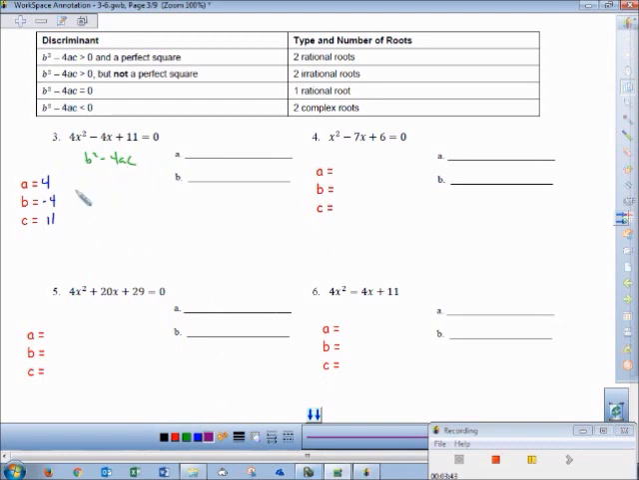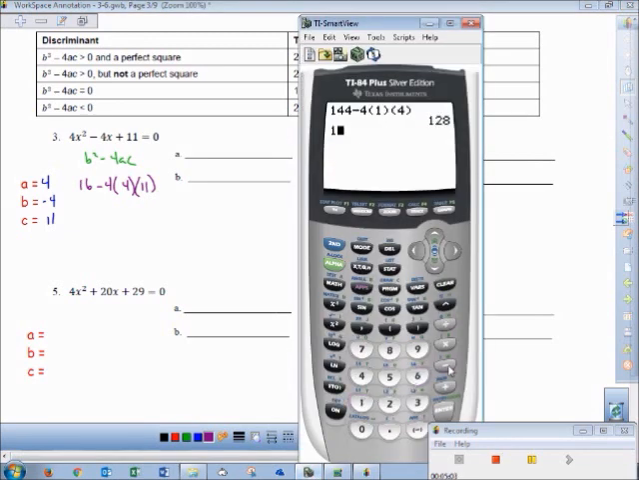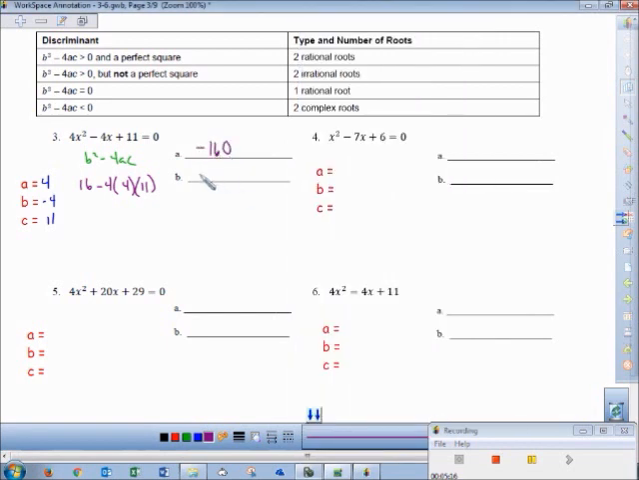So it's just cool to figure this out. That would be 16 minus 4 times 4 times 11. And let's punch that in. 16 minus 4 times 4 times 11. Boom, negative 160. Since you get a negative discriminant, that's where you're going to get two complex roots. You're going to get imaginary answers. So, two complex roots. That means that parabola would not cross the x-axis at all. So you get two imaginary answers, complex roots.